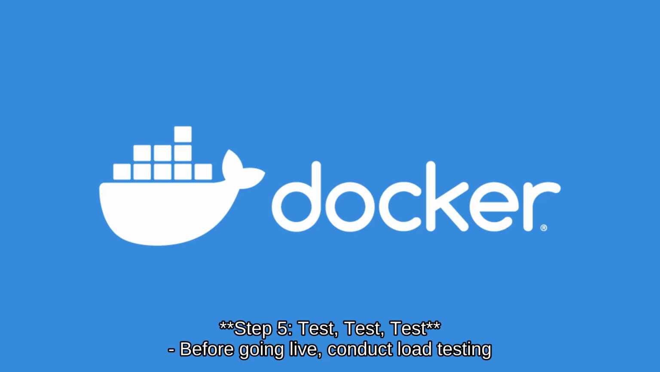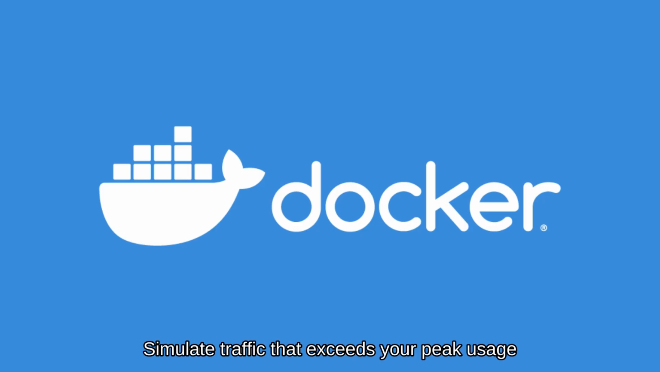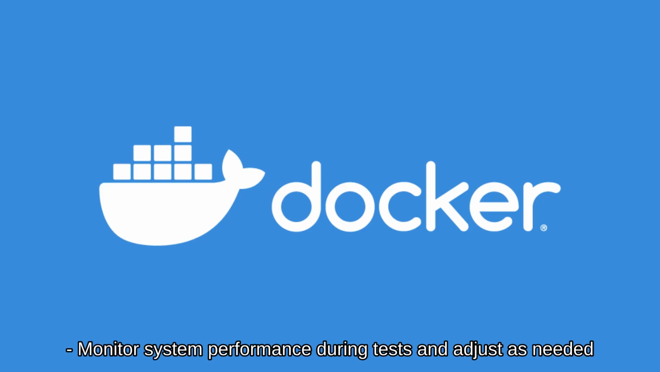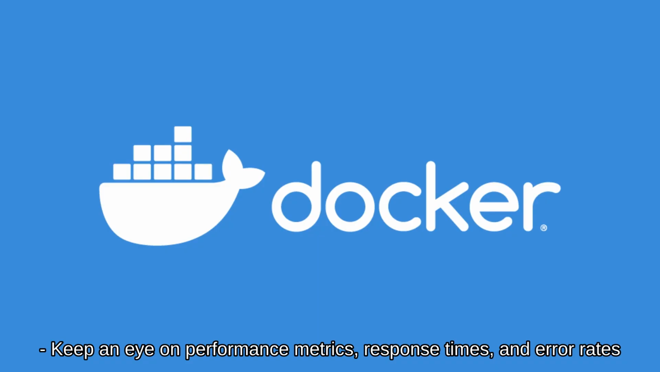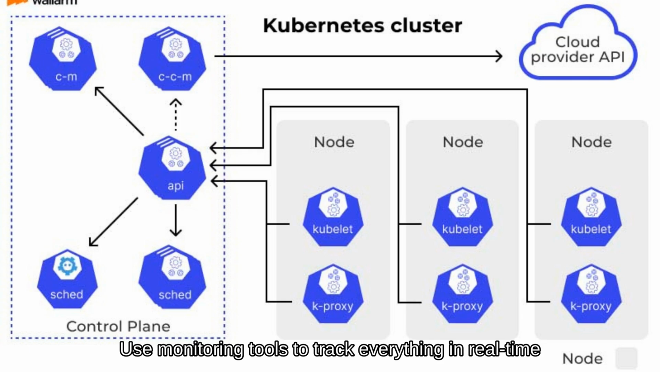Step 5. Test. Before going live, conduct load testing. Simulate traffic that exceeds your peak usage. Monitor system performance during tests and adjust as needed. Step 6. Execute and monitor. Go live with your migration. Keep an eye on performance metrics, response times, and error rates. Use monitoring tools to track everything in real time.